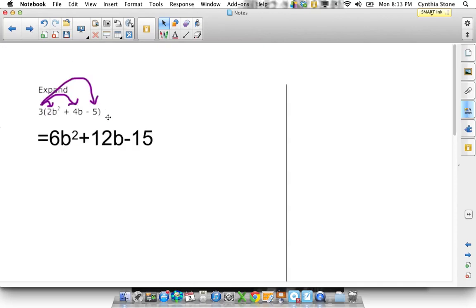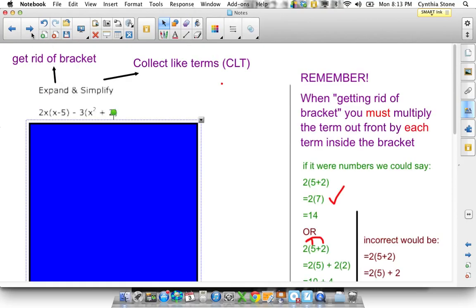Bigger examples, same thing though. We have 3 terms on the inside and 1 number, and all you do is multiply the 3 by every single term. 3 times 2b squared. You remember when you just multiply the numbers, you can't do anything with the b squared, it just stays as it is. 3 times 4b is 12b, and 3 times negative 5 is negative 15. So the sign stays the same because this is positive. Again, if I'm going too fast, just stop, but I'm moving ahead.